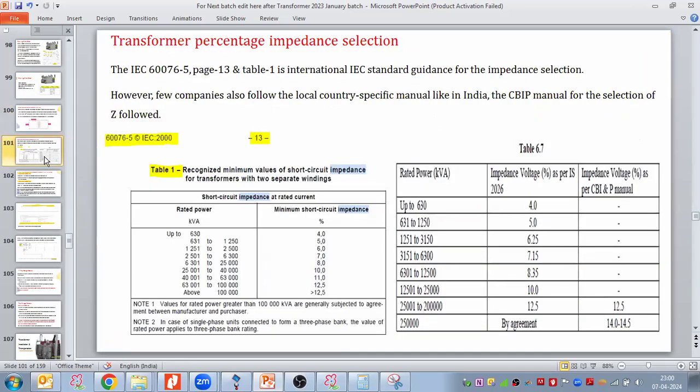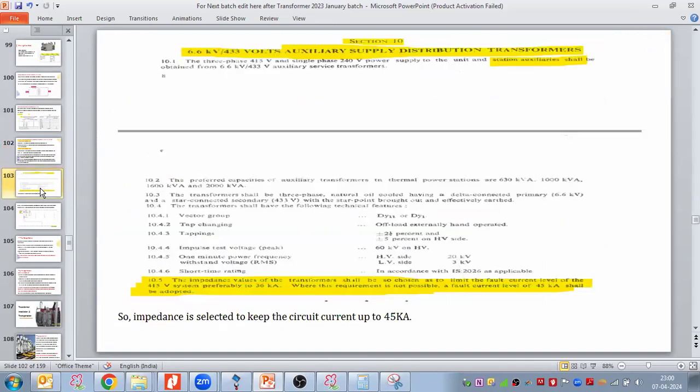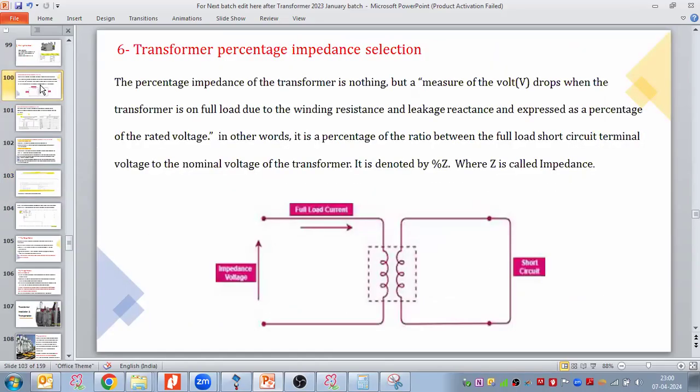And if I tell one example, okay, I will come to this example later on. Let us start with the basics. What is meant by percentage impedance?